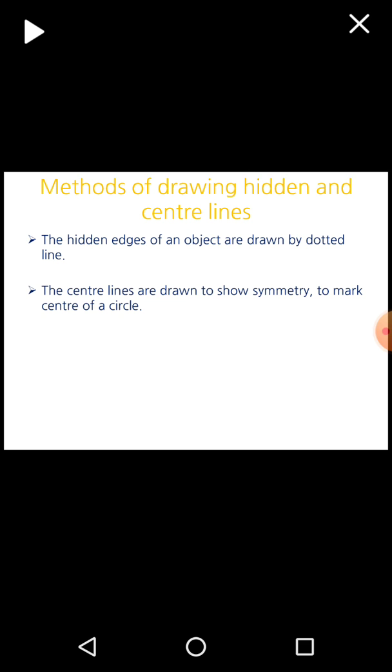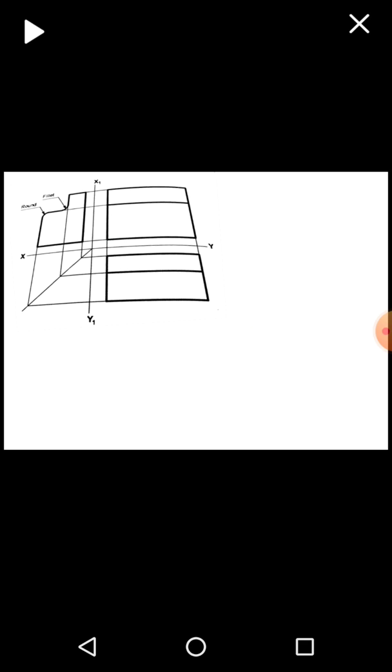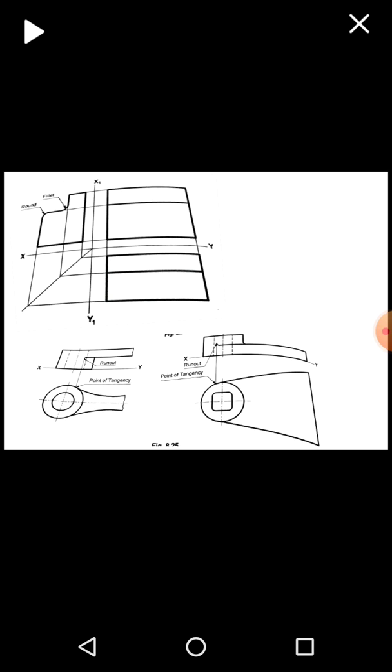Then hidden edges of an object are drawn. This is fillets and rounds. Whenever we have to draw the fillets and rounds in orthographic projections, that will be shown like this. Here we have shown the fillets and rounds in orthographic projections. So whenever any part is joined tangentially, either in a front view or in a side view, we have to show it by runouts, that is shown over here.